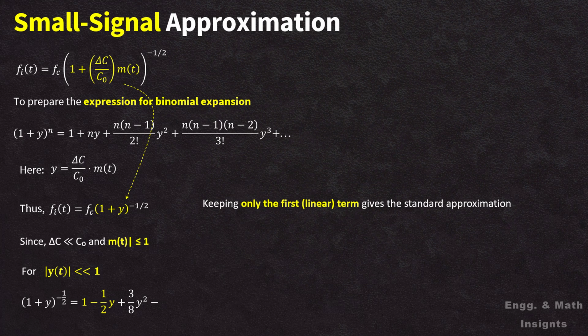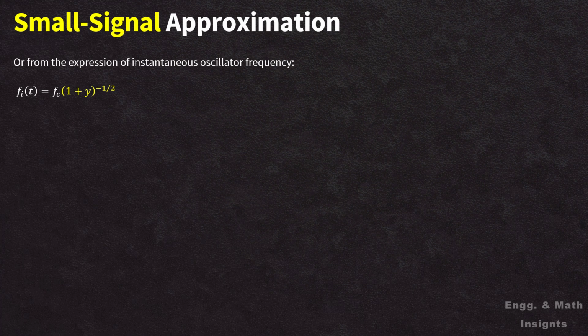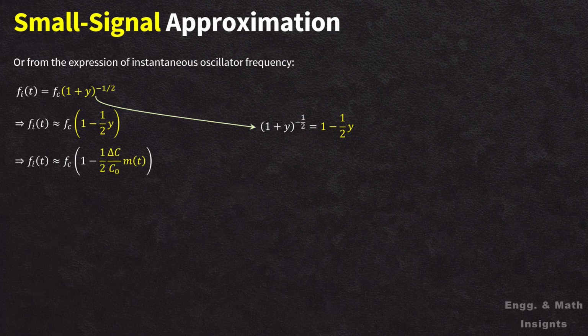Keeping only the first order terms gives us the linear expression of the binomial expansion of (1 plus y) to the power minus half, which is equal to 1 minus half y. Now, from the expression of the instantaneous oscillator frequency, we can write f_i(t) is equal to Fc into (1 plus y) to the power minus half, and this can be approximated from the binomial expansion which we have derived earlier, where (1 plus y) to the power minus half equals 1 minus half y. So we can put the value of y as del c by c naught into m(t). Then f_i(t) will become Fc into 1 minus half into del c by c naught into m(t), and this is the linearized FM expression.